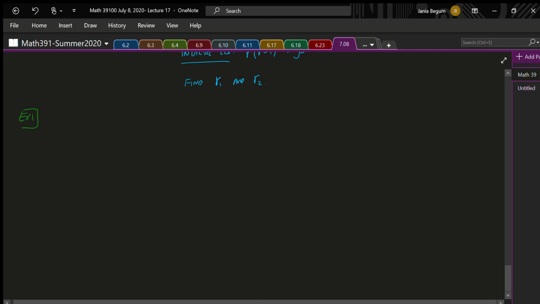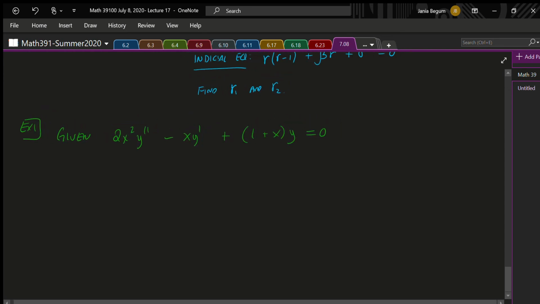Here's our first example. Given the differential equation 2x squared y double prime minus xy prime plus 1 plus x times y equals 0. So suppose you're given this differential equation. Okay, so here is what we want to do. Show that x naught equals 0 is a regular singular point.